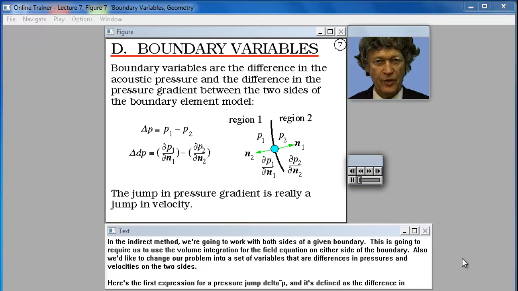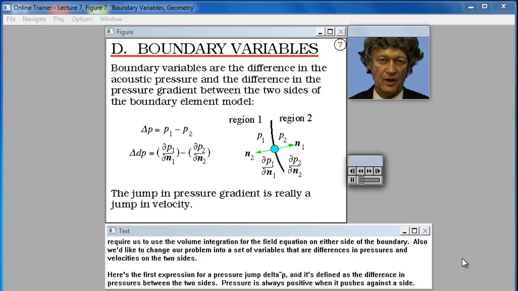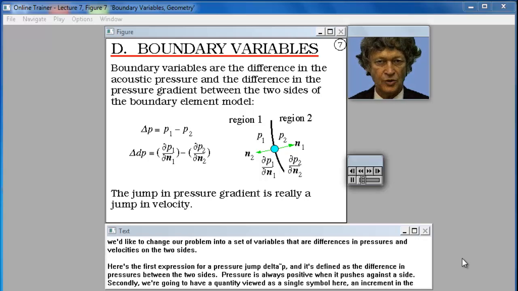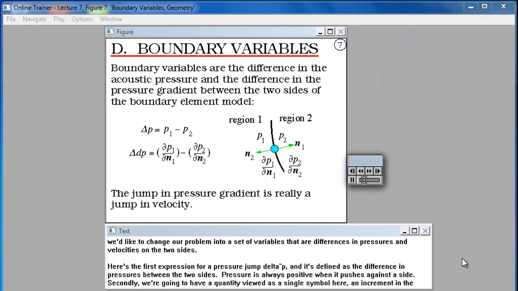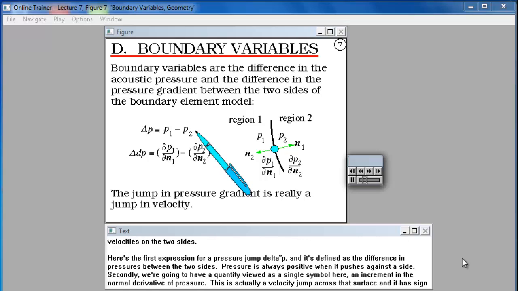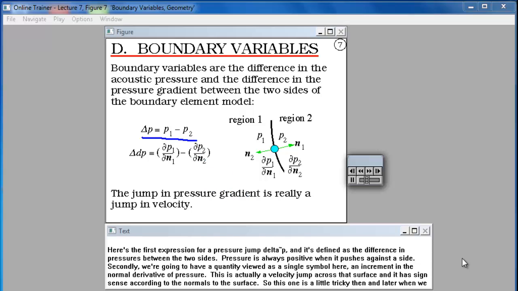In the indirect method, we're going to work with both sides of a given boundary. This is going to require us to use the volume integration for the field equation on either side of the boundary. Also, we'd like to change our problem into a set of variables that are differences in pressures and velocities on the 2 sides. Here's the first expression for a pressure jump, delta P, and it's defined as the difference in pressures between the two sides. Pressure is always positive when it pushes against a side.